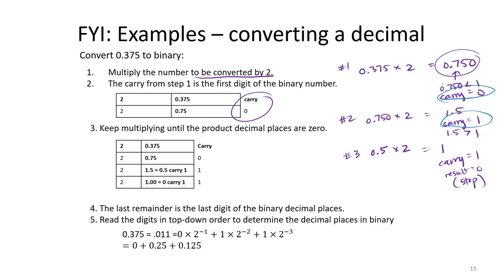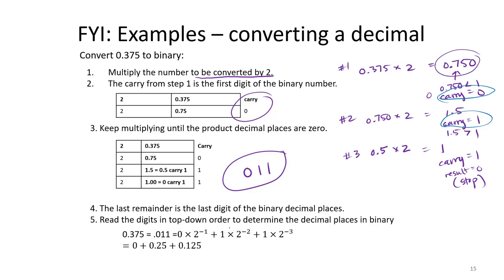Notice in this case, the first time we ran this calculation, we got something less than 1, so we know that our first digit of our result will be 0. Our second carry was 1. Third carry was 1. And then we stopped. So therefore, our correct answer is 0, 1, 1.